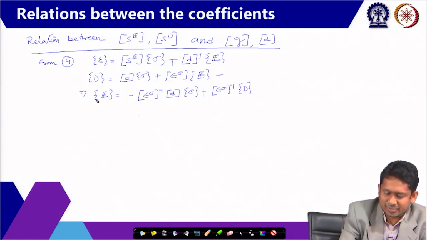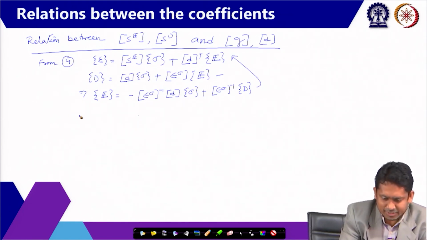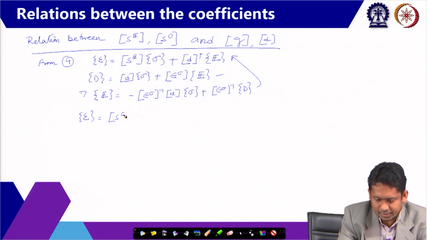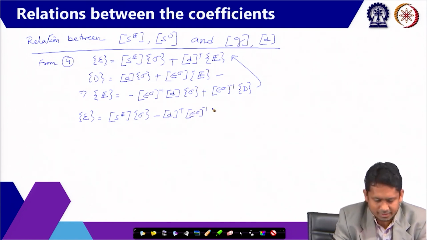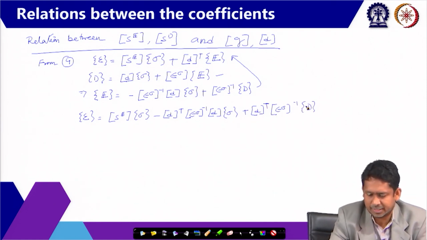Now that we know that the expression for electric field is this, we can take it back here and then we can rewrite the expression for epsilon as S with superscript E multiplied by sigma minus dt epsilon sigma inverse multiplied by d, plus dt multiplied by epsilon sigma inverse into D.